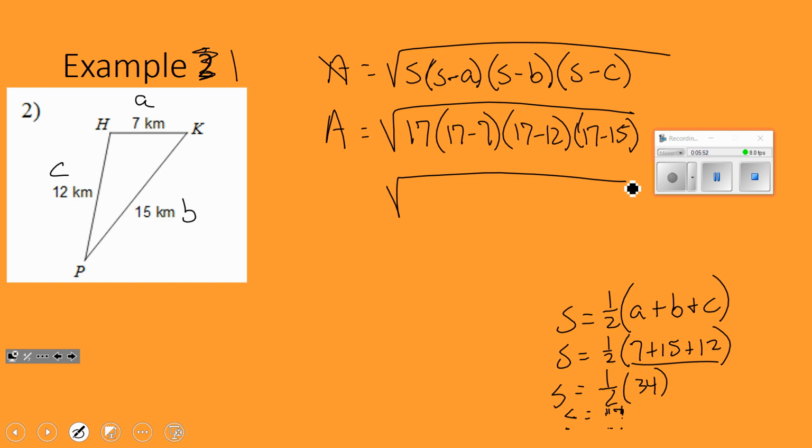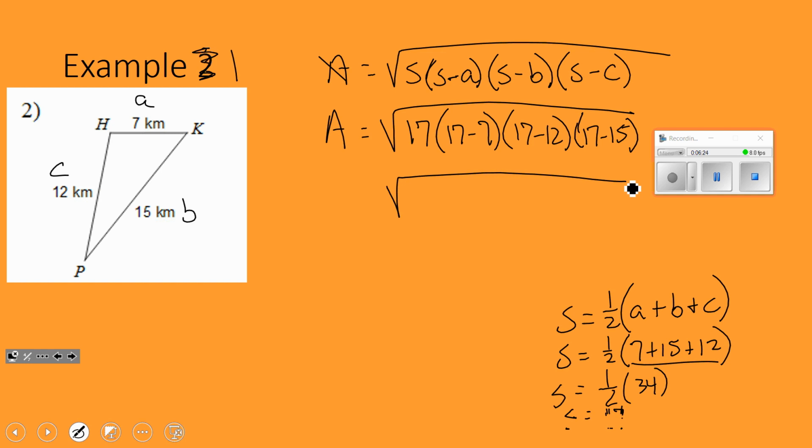If you wanted to, you could work this all out first, like work everything out underneath first. Some people like to work it in sections. How many like to work it in sections? Anybody? Okay, so I'm going to do 17 times parentheses 17 minus 7 times 17 minus 12 times 17 minus 15.